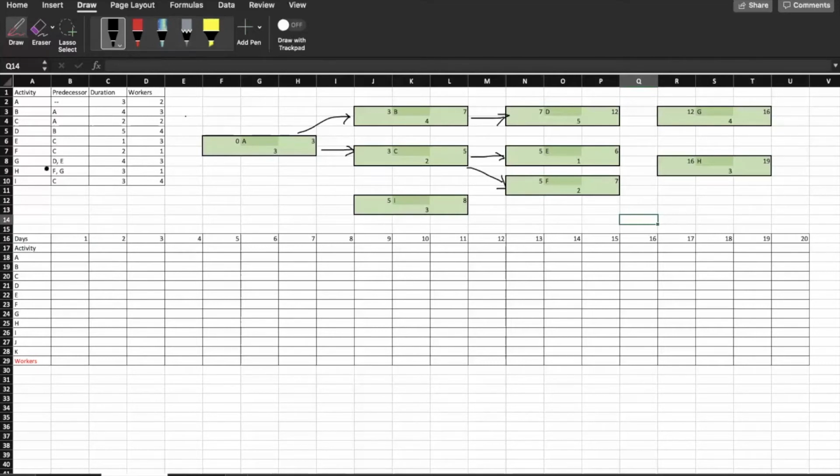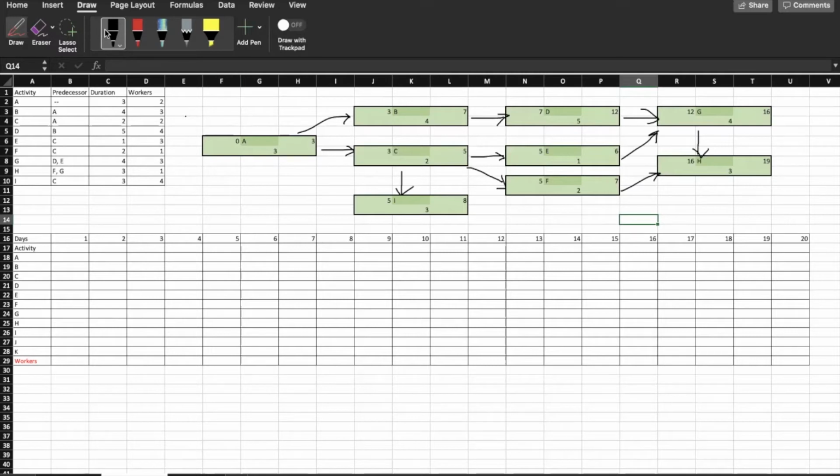Then G has two predecessors, D and E. So we'll have two arrows pointing to G. And the same with H. H has predecessors F and G. So we'll have two arrows going into H. And our last node is I, having C pointing at it.